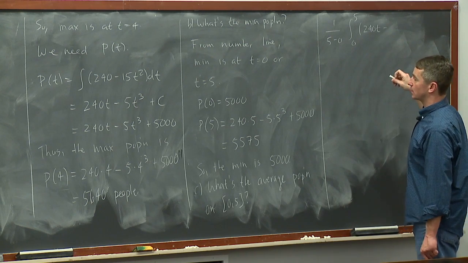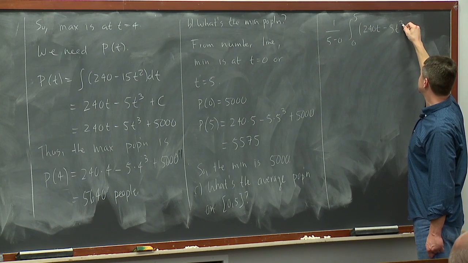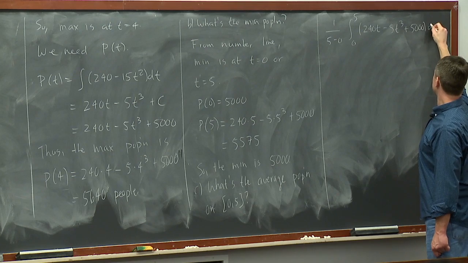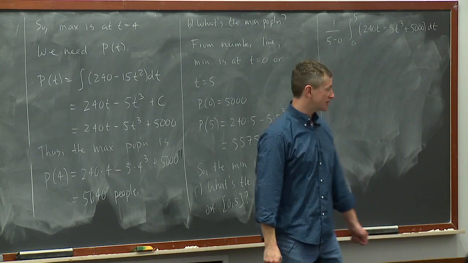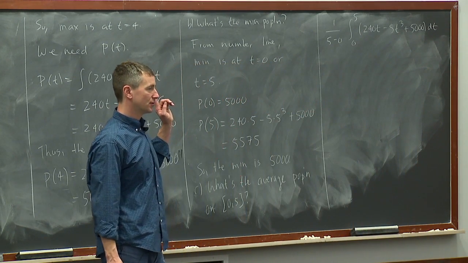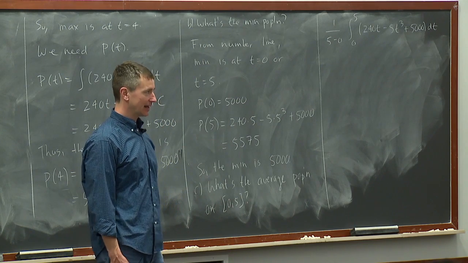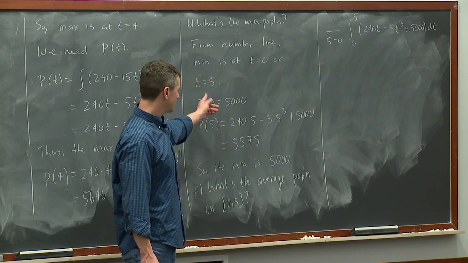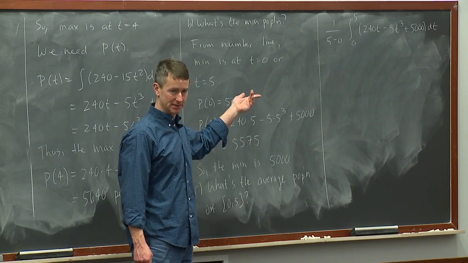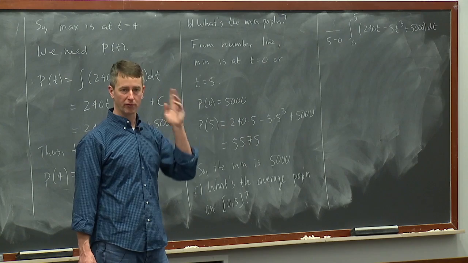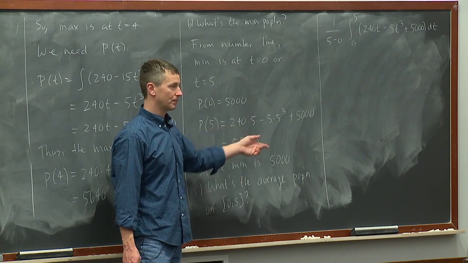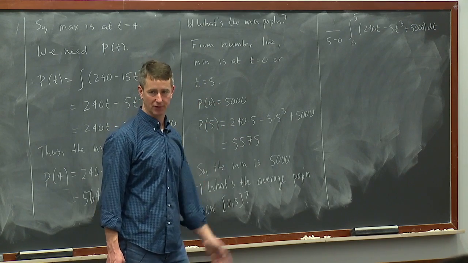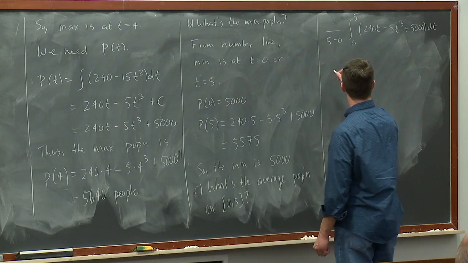Well, the question was, does it matter if we do it this way or the shorter way? Is there a shorter way in this case? There would be a shorter way if the question had asked, what is the average rate of change, right? If we asked the average rate of change, then we would just take p of 5 minus p of 0, 5,575 minus 5,000 over 5, and the answer would be 115 people per year. That would be the short way to do that problem. There is no short way to do this problem. We actually have to go through the work of integrating it.